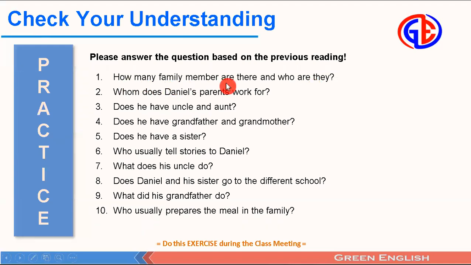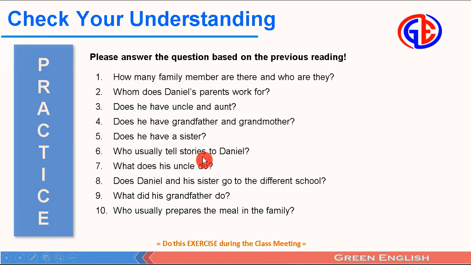How many family members are there and who are they? Kalian harus cek di reading ada berapa anggota keluarganya dan siapa aja anggota keluarga di situ. Whom do Daniel's parents work with? So Daniel's parents work for whom? Does he have an uncle and aunt? Does he have a grandfather and grandmother? Does he have a sister?